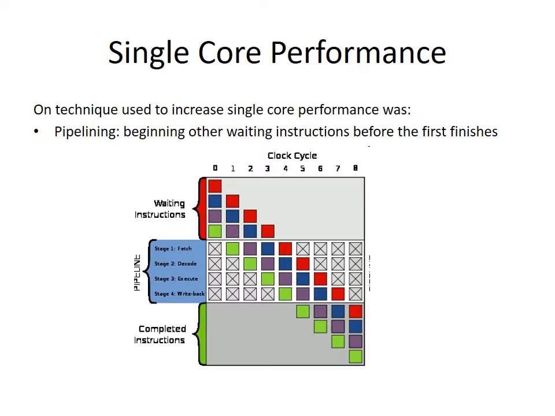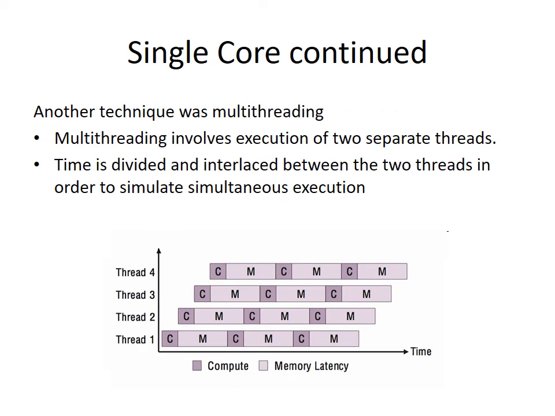One technique used to increase single core performance was pipelining, that you already know from the chapter on pipelining architecture. In this technique, other instructions began while earlier instructions were waiting, before the first finished. And another technique was multi-threading. Multi-threading involves execution of two separate threads. Time is divided and interlaced between the two threads in order to simulate simultaneous executions.